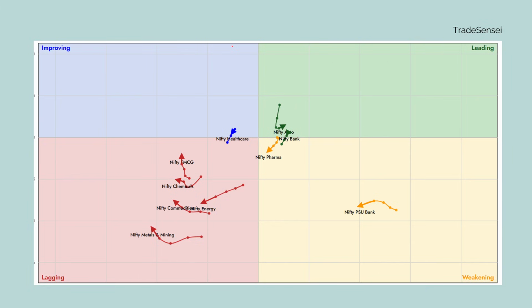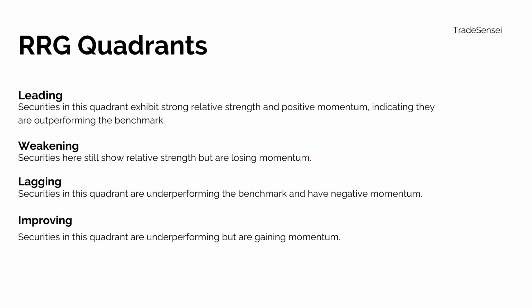So this is a simple overview of what a relative rotation graph looks like. Okay, so we have four quadrants, right? One, we have the leading quadrant, then we have the weakening quadrant, then we have the lagging and the improving, and these are the different indices that I have taken as an example. So let's just read a little bit about these and then I'll explain in simple words.